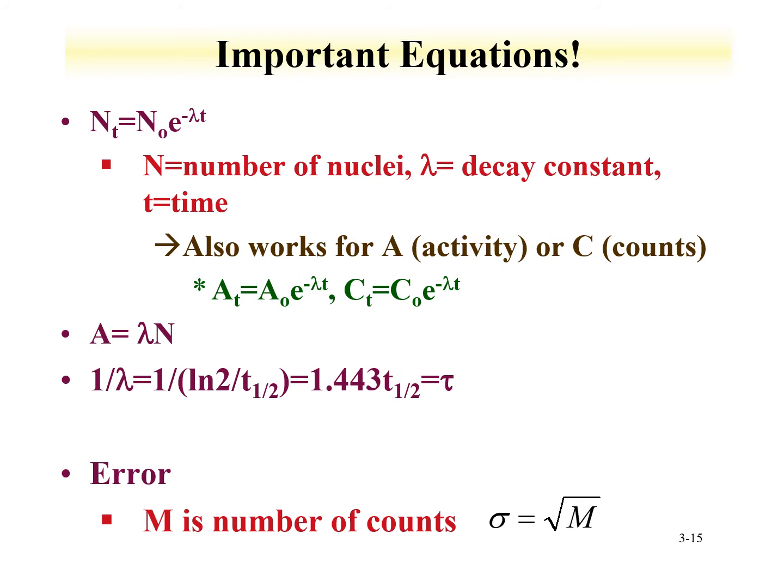And then finally, the error, where we have M is the number of counts, and this standard deviation is just equal to the square root of the number of counts. And we use this to determine how long we should perform an experiment to get a reasonable count rate so that the error generated from the counts isn't exceeding or driving the experimental error.